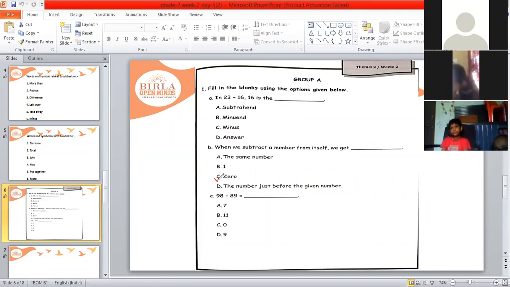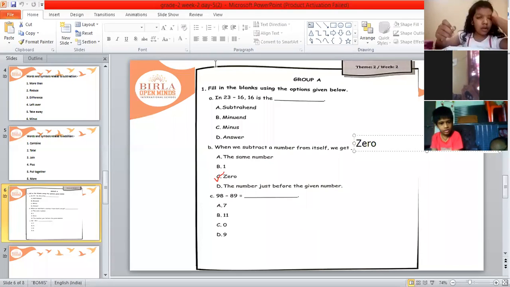So whenever you are subtracting a number from itself, children, you will get 0. So children, you have to put a tick on option C and you have to write in this blank space also. Very good. Write there 0, Z-E-R-O, 0. That's the correct answer. Remember this thing, whenever you are subtracting a number from itself, you will get 0.